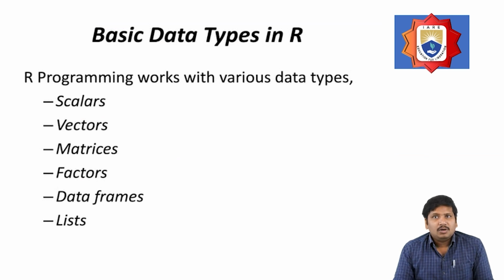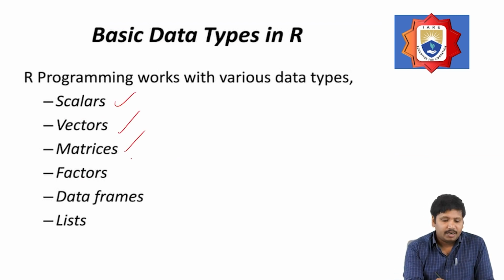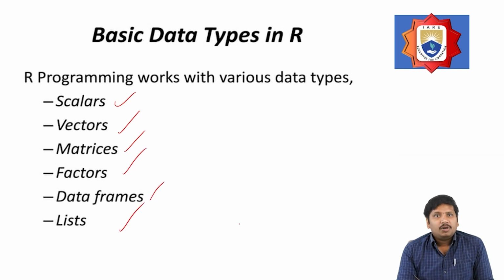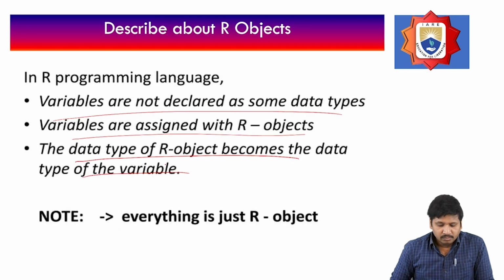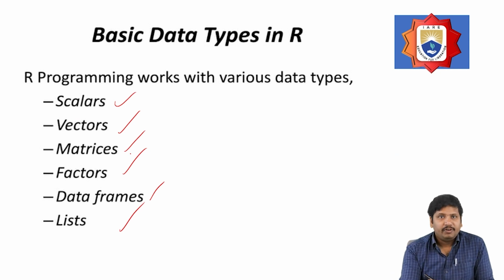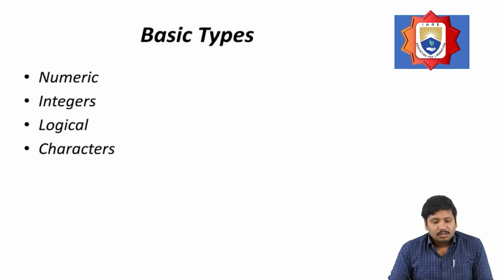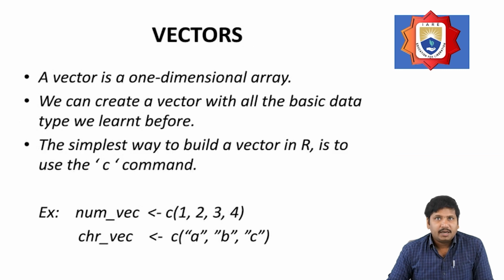The basic data types in R are scalars, vectors, matrices, factors, data frames, and lists. So R has different types of data. The first should be scalar. Next are vectors, matrices, factors, data frames, and lists. Some basic data types are numeric, integers, logicals, and characters. So these are the basic data types in R programming.